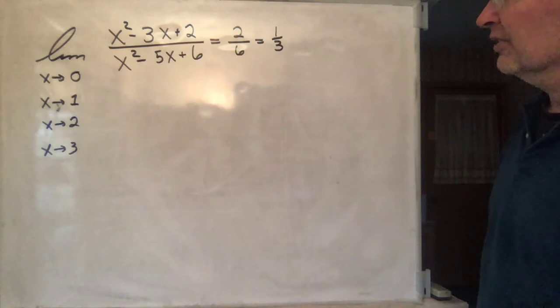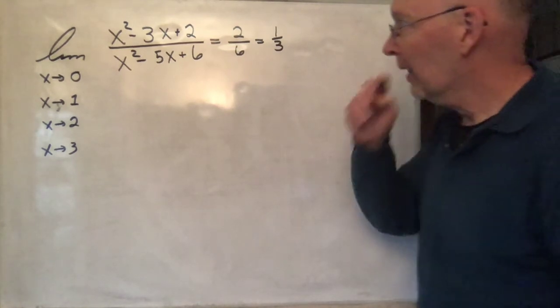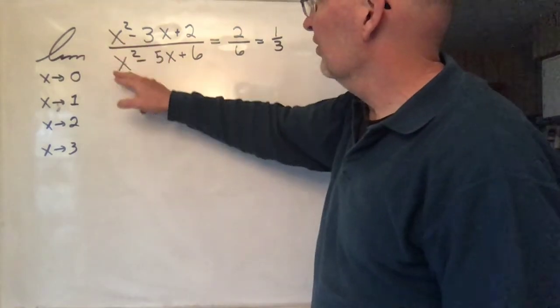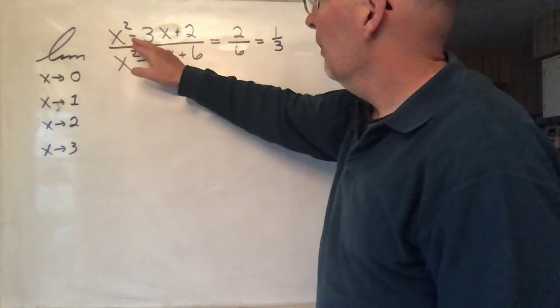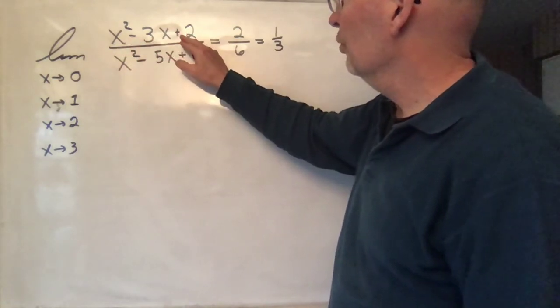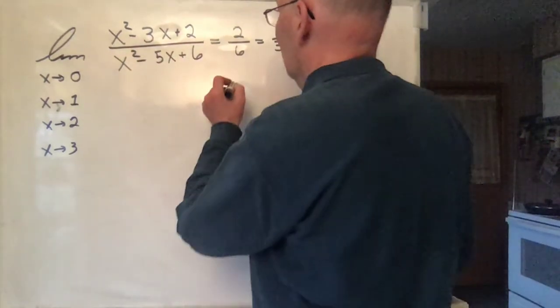What happens at 1? Well, at 1, we're going to get 1 minus 3 plus 2. That's going to be 0.